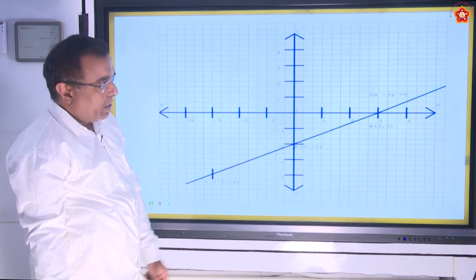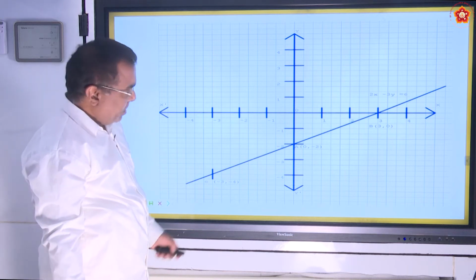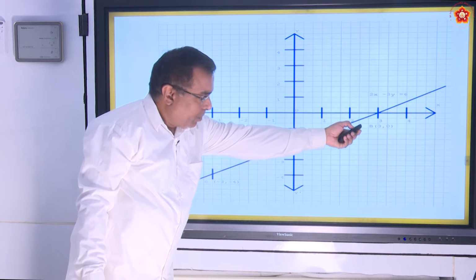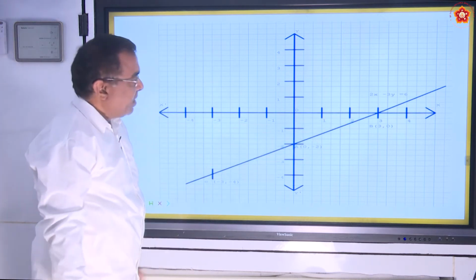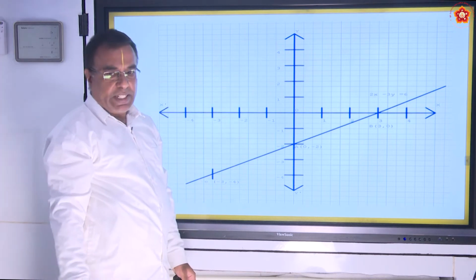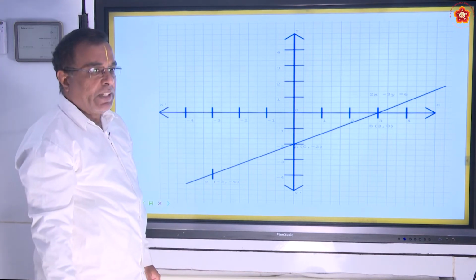And one important point to be observed is that all these coordinates, namely A, B and C, will all lie on the same straight line 2x minus 3y equals 6.